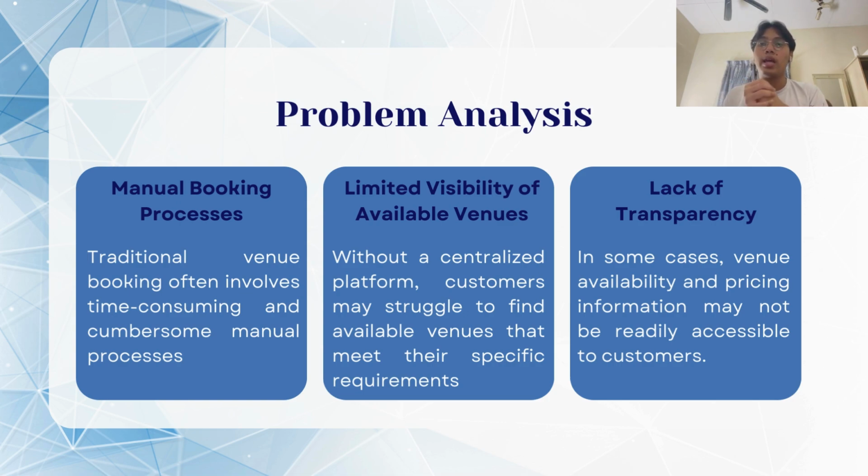The third one is the lack of transparency. In some cases, venue availability and pricing information may not be readily accessible to customers. They might need to contact venue owners individually to inquire about availability and negotiate the pricing of the venue, which leads to a lack of transparency and potentially uneven pricing practices.